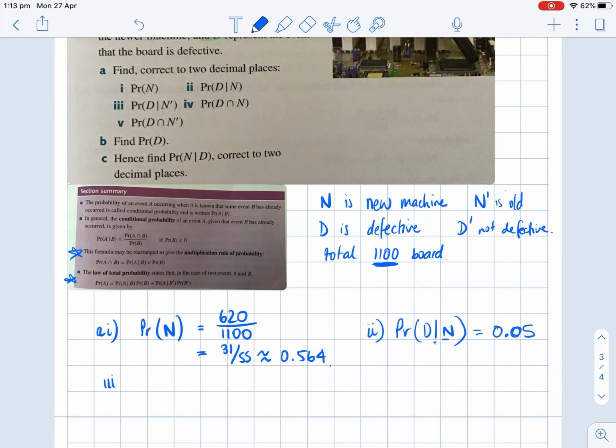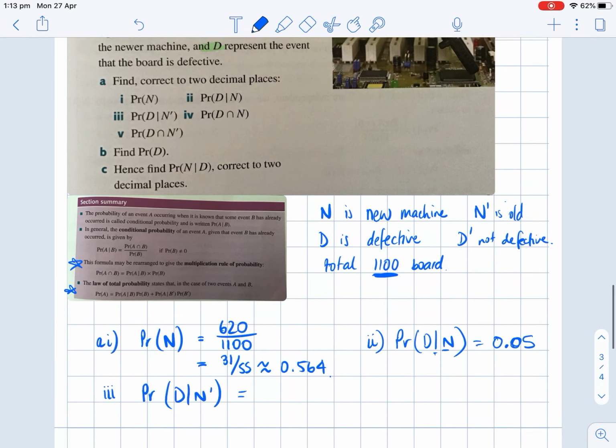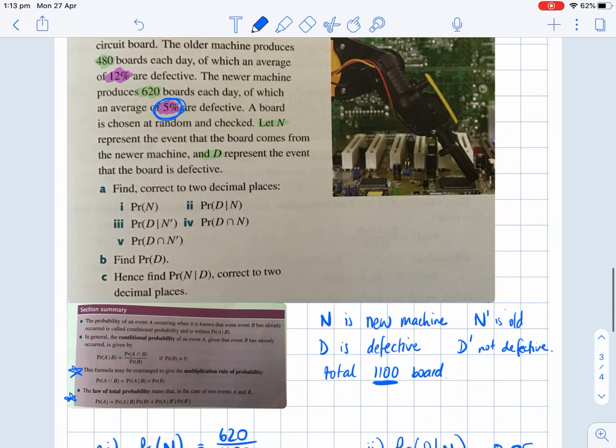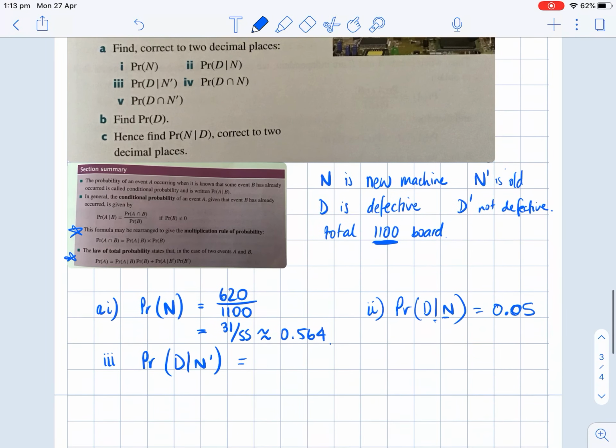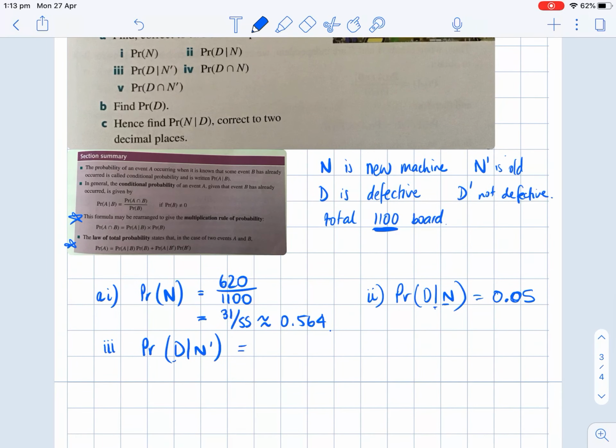Okay, part 3. What's the probability that they're defective given that it's from the old machine? Same deal as before. I could use the formula, but I don't need to. I just have to be able to interpret the question. 12% from the old machine are defective, so the probability that they're defective given it's the old machine is 0.12.